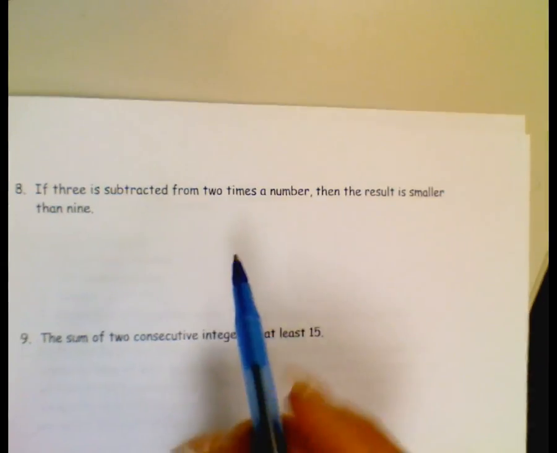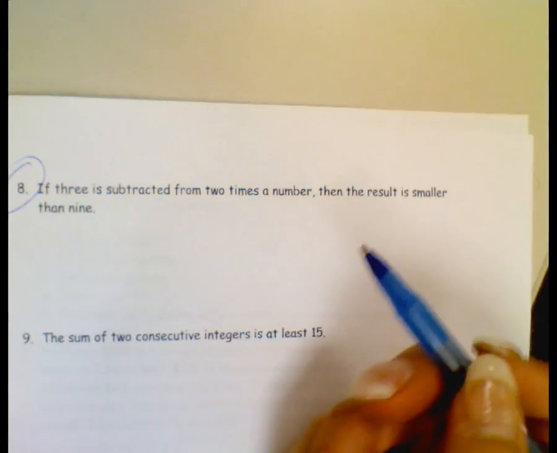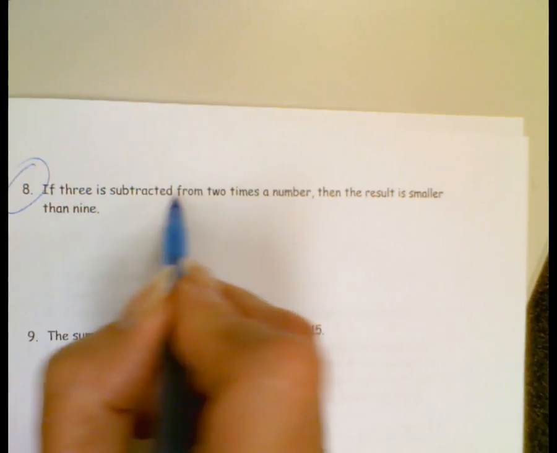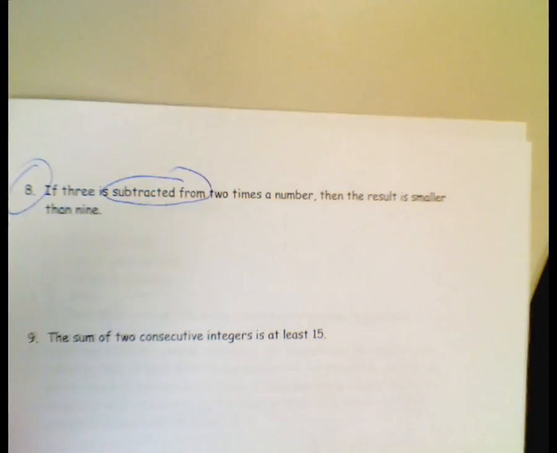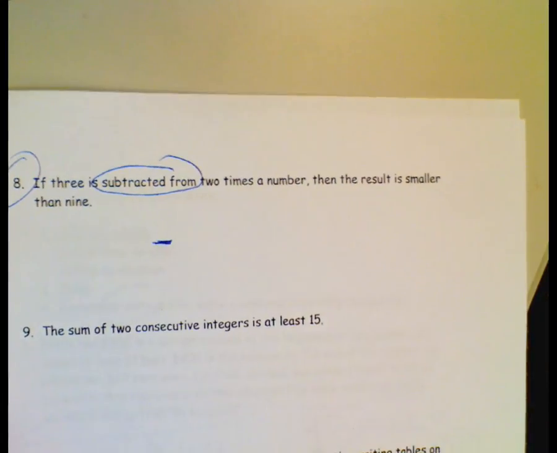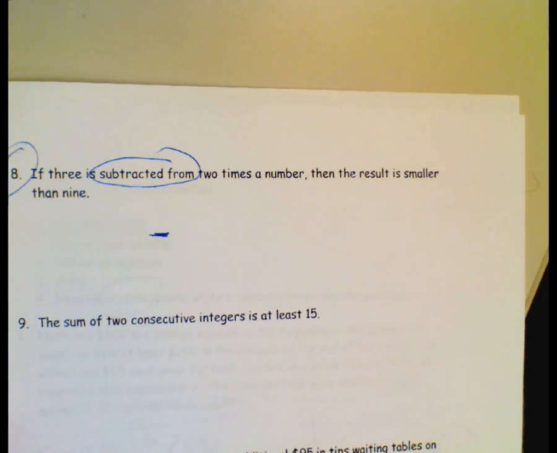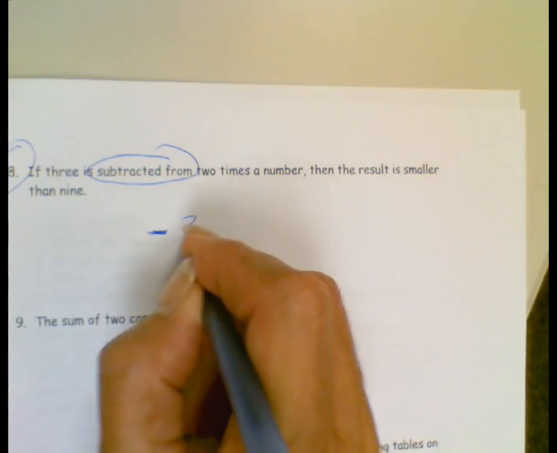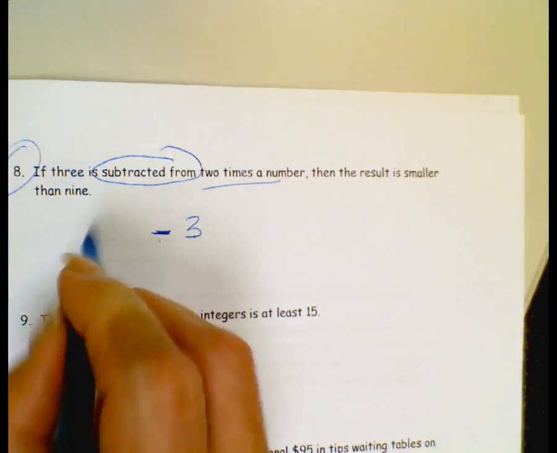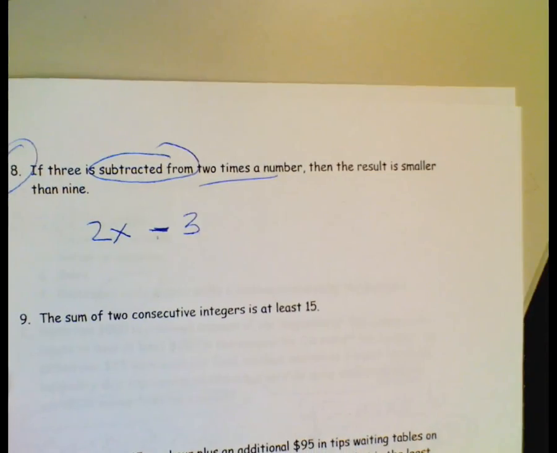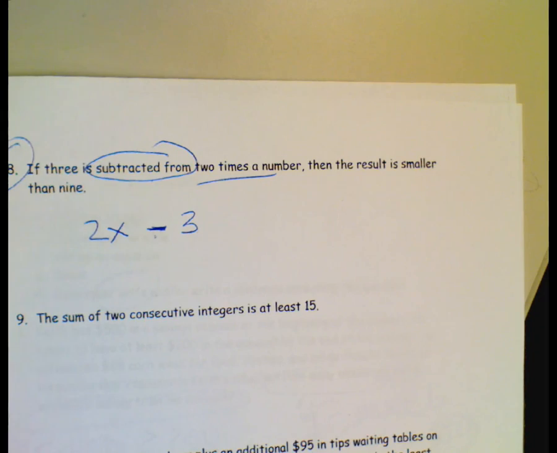3 more. So this one's just a normal one. There's no word problem here. They just want you to read something. If 3 is subtracted from, these are important words. It's going to be subtraction, but what's being subtracted from what? If 3 is subtracted from, that means the 3 is going to be subtracted from 2 times a number.